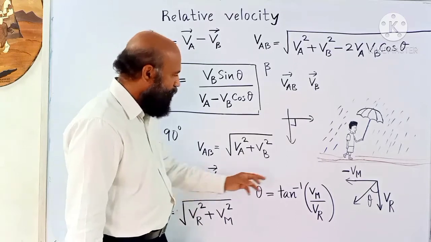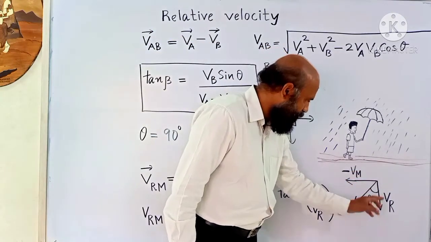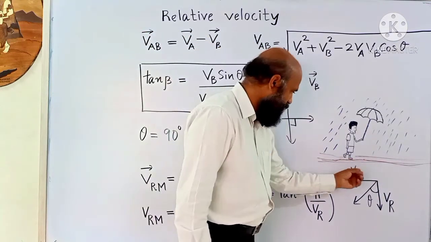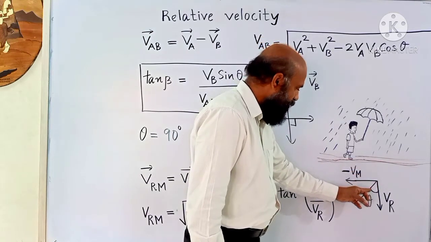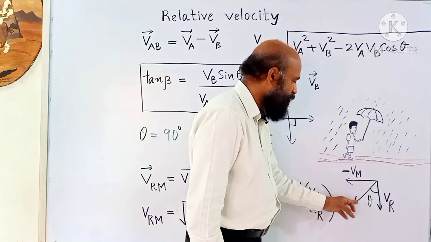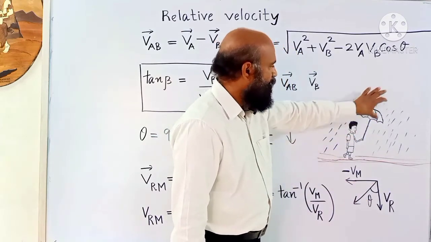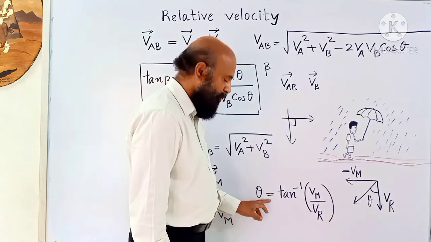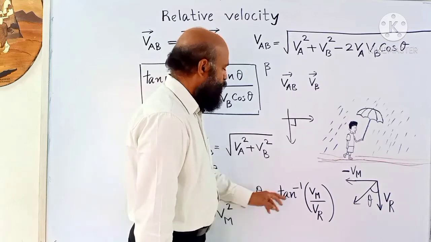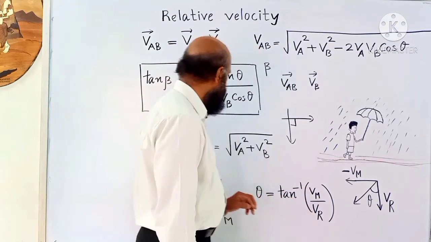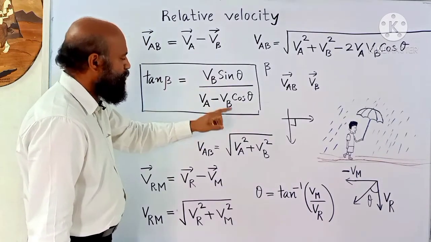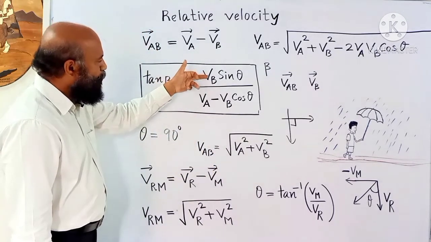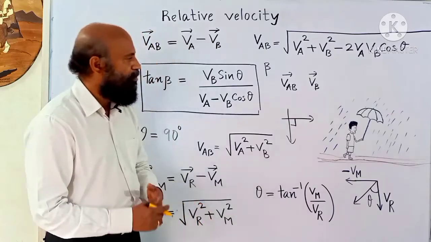Now this is the direction of the rain. Then VM is the velocity of the man that side. So now minus VM is this side. So this is the relative velocity of the rain with respect to the man. So for rain, this is the direction, and this angle is given by this relation. Theta is equal to tan inverse VM by VR. In this expression, instead of VB, now it is VM, and instead of VA, it is VR.